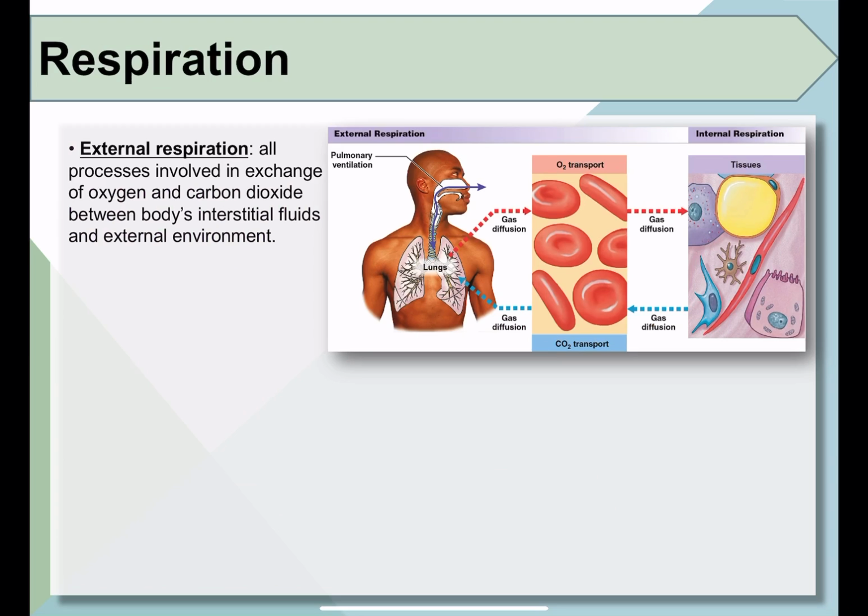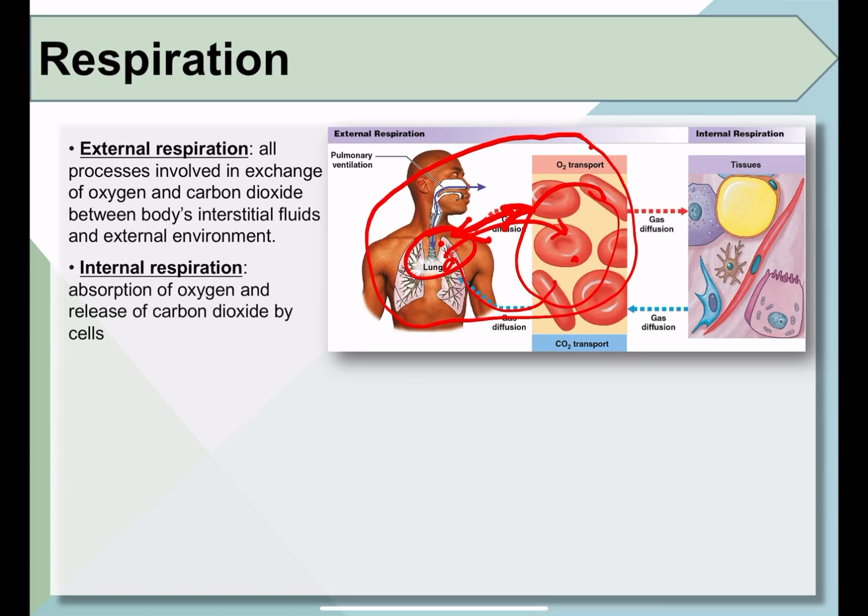So respiration is separated into the external versus internal type of respiration. External respiration is referring to the gas exchange of oxygen and carbon dioxide between the body's interstitial fluid and the external environment, which is pretty much between your lungs and your blood. Okay, so this is your blood and this is your lungs. So we're talking about gas exchange between those two, whether oxygen is flowing this way or carbon dioxide is flowing this way. That's called external respiration. So what is happening between the lungs and blood here is what we're talking about.